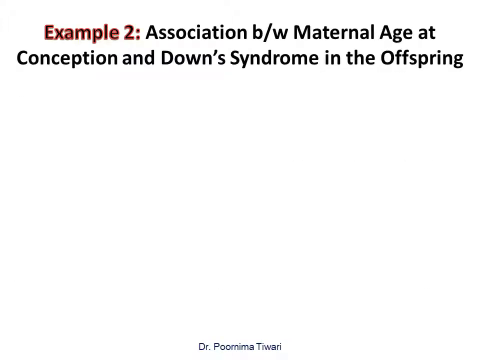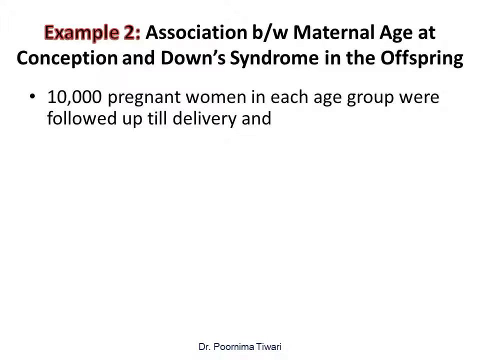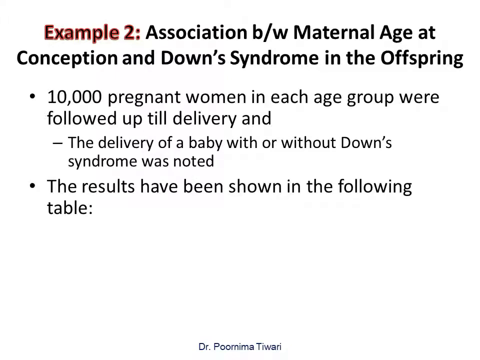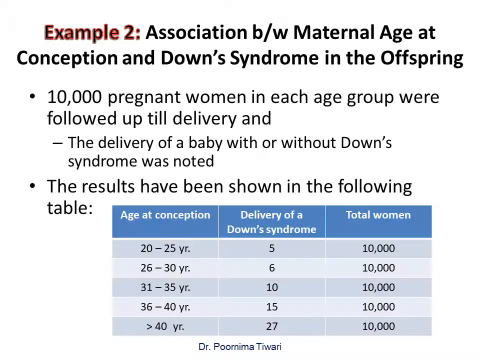The second example we will consider is when the groups are more than 2. Association between maternal age at conception and the incidence of Down syndrome in the offspring. 10,000 pregnant women in each of the given age groups were followed up till delivery, and the delivery of a baby with or without Down syndrome was noted. The results have been shown in the following table.